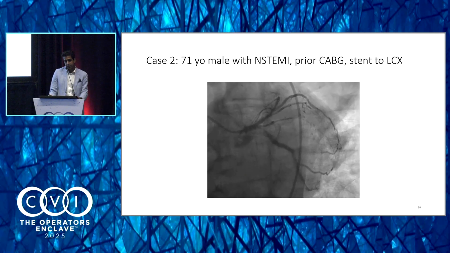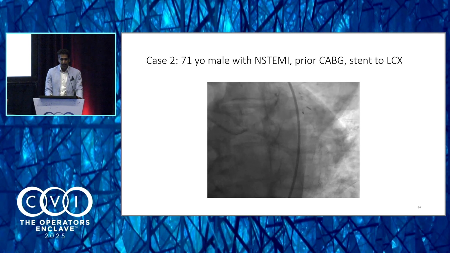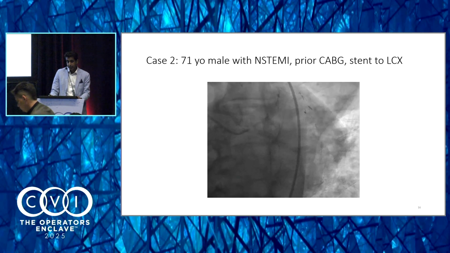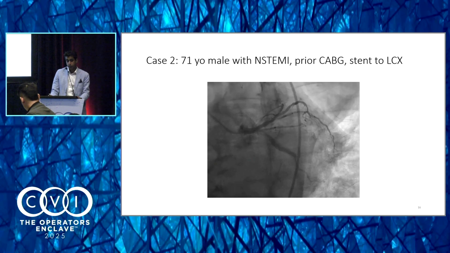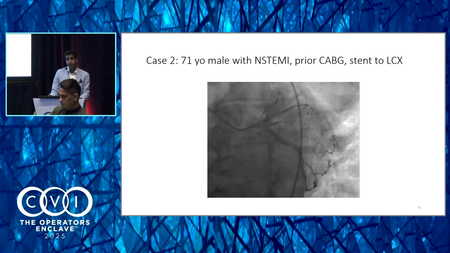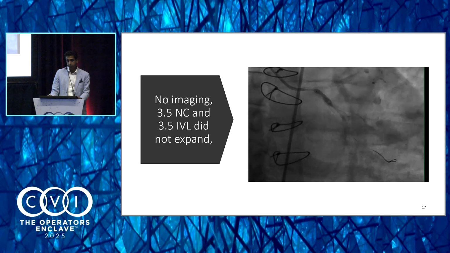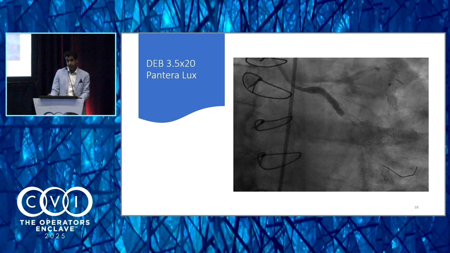Okay, next case, a 71-year-old, non-STEMI, prior CABG. Full disclosure, this case was not done by myself, so there were two procedures. This is the initial procedure. You can see there's a stent in the ostium of the circumflex, and there's restenosis. The operator did not perform imaging. They took a 3.5 NC that clearly did not expand. They took a 3.5 IVL, which did not fully expand.